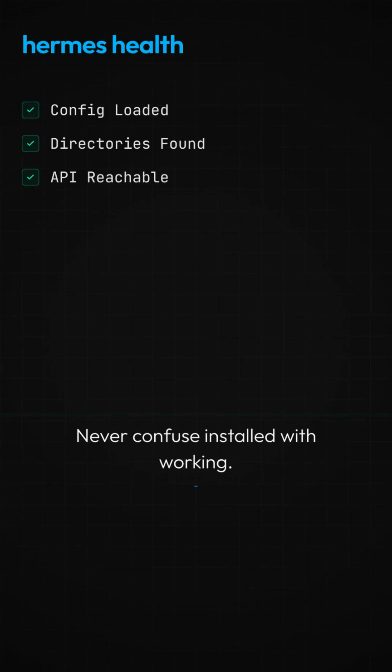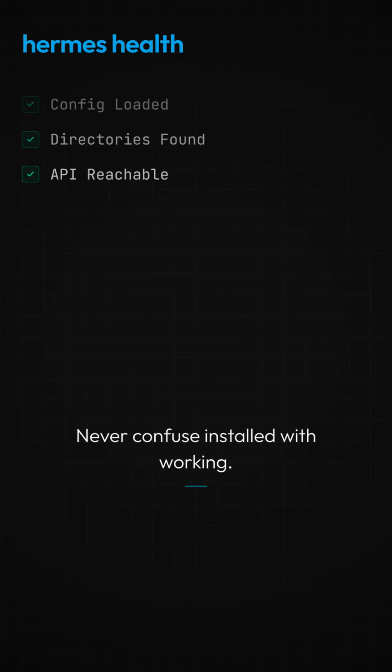Never assume something is working just because it's installed. We run a health check. This diagnostic command verifies our directories, our configuration, and most importantly, our connection to the language model. The health check is your first line of defense. If any item is red, stop and fix it now. Building on a broken runtime will lead to unpredictable errors later. A green health check is your signal to proceed.